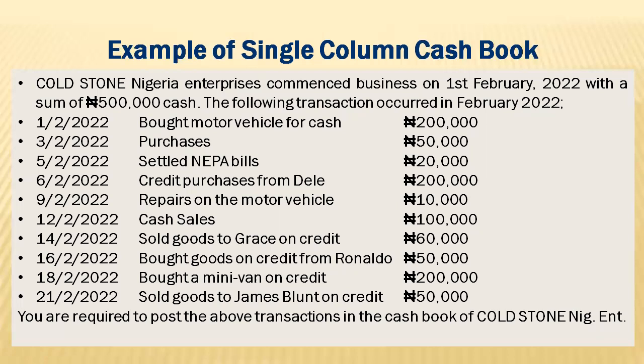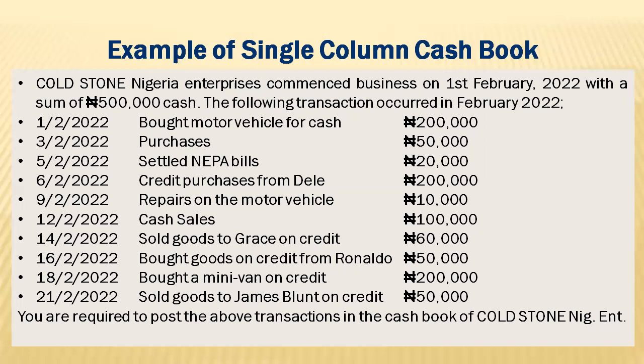Then what else? On the 3rd of February 2022, we made purchases of 50,000. So debit or credit? Of course, you got it right. It is credit. We credit because money is leaving the account. So we credit the cash book. Settled NEPA bill on the 5th of February 2022. If you are paying a NEPA bill, what happens? Money leaves the account. When money leaves the account, do you debit or credit? Of course, you got it right. You credit because money is leaving the account.